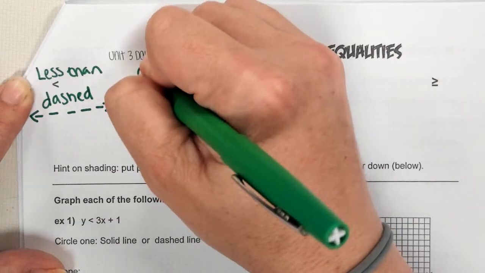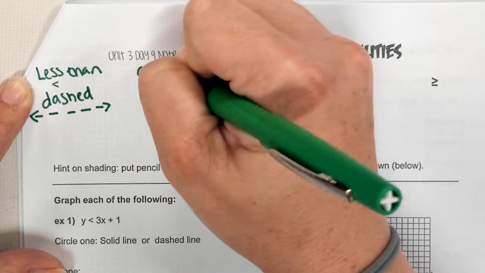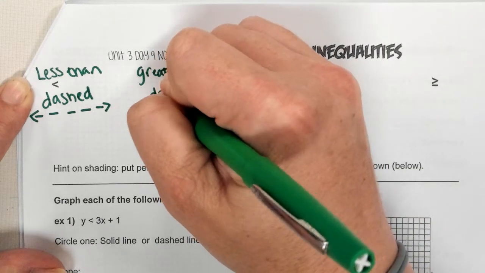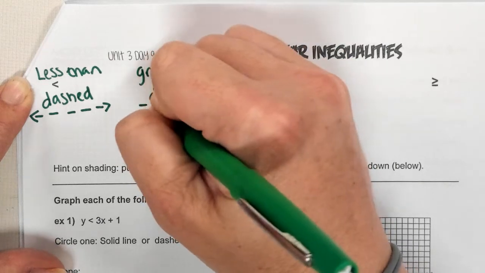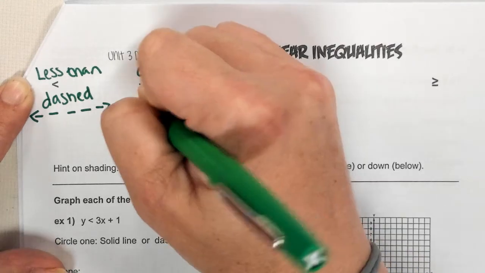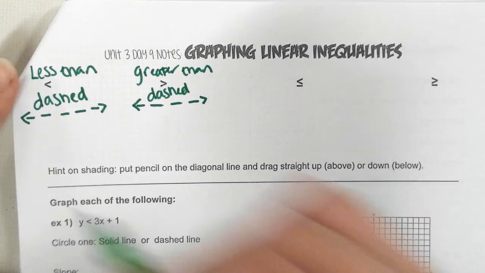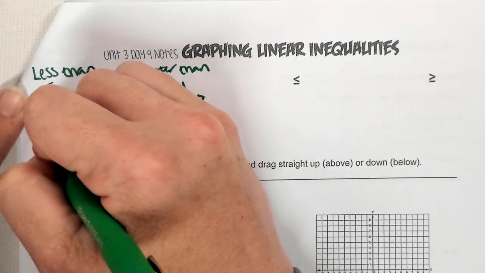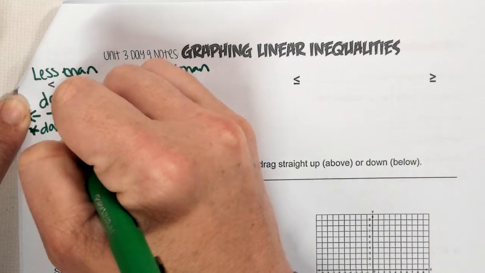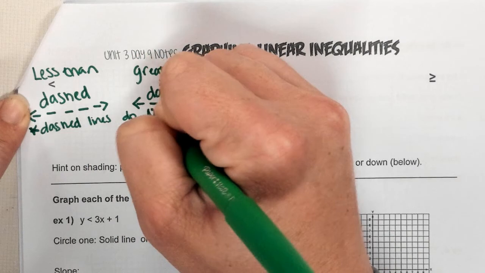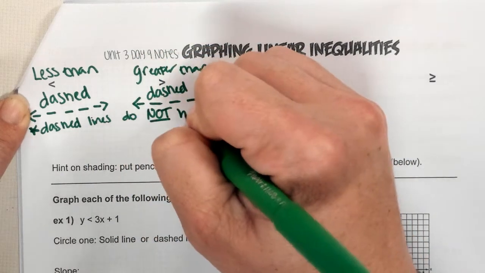Okay, and this is greater than. And it is also a dashed line, and it's because they don't have the equal to aspect. Okay, these two have an equal to, so they will not be dashed lines. Now, dashed lines do not hold solutions.